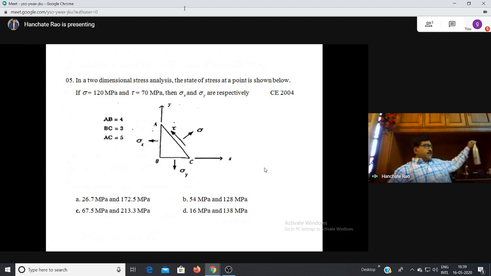In a two-dimensional stress analysis, the state of stress at a point is shown below. If sigma is equal to 120 megapascals and tau is equal to 70 megapascals, then what is sigma x and sigma y? He is asking us to find out. Okay, he has given an inclined plane. He is giving normal stress sigma 120 megapascals and the tangential stress 70 megapascals. So he is asking us to find out what is sigma x and sigma y. So it is very simple. Okay, there is no tau here. So sigma x is there, sigma y is there, tau is not there.